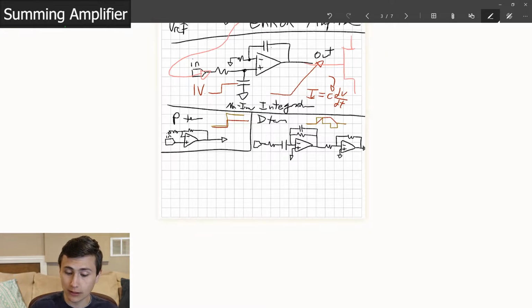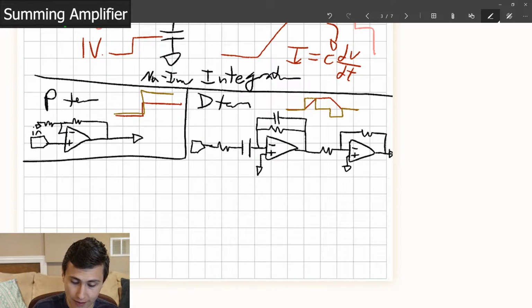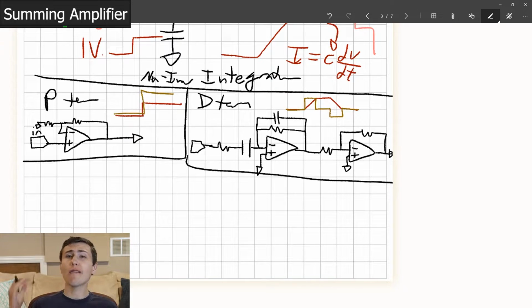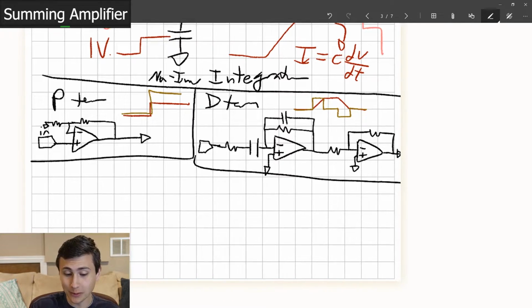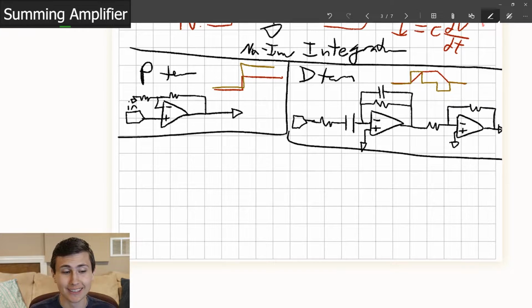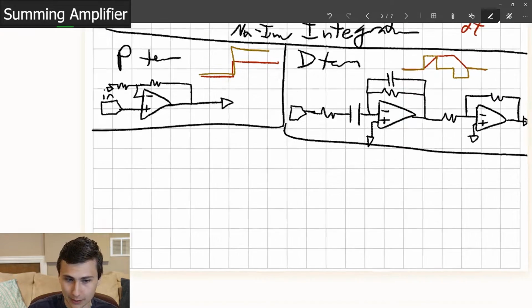So we have our differentiation, we have our integration, we have our proportional. We've got the 3 fundamental pieces of the PID controller. Now, how do we combine these? How do we use them to work together? That is where we need the non-inverting summing amplifier. Phenomenal. How do we do this?